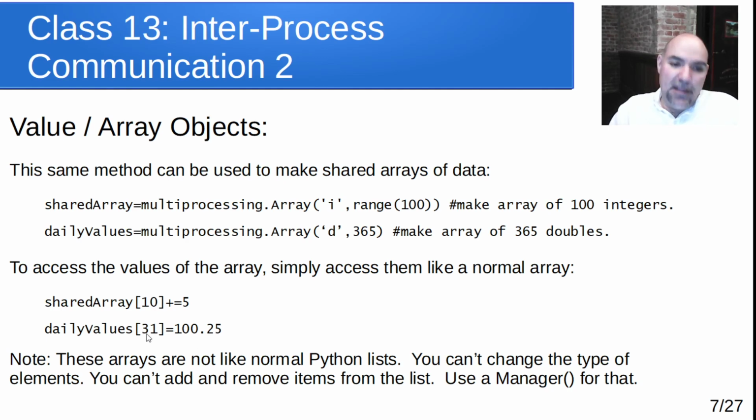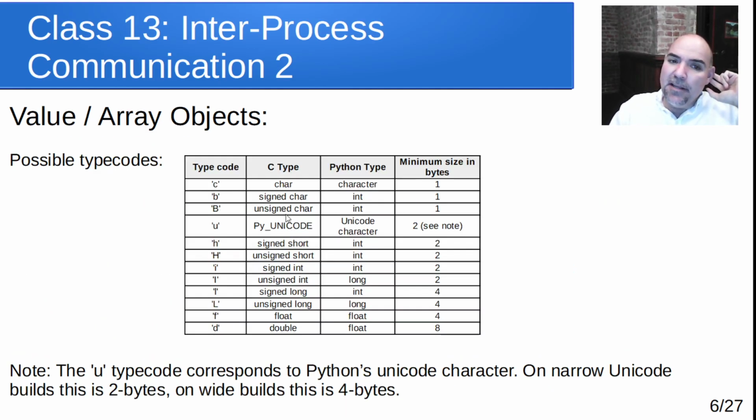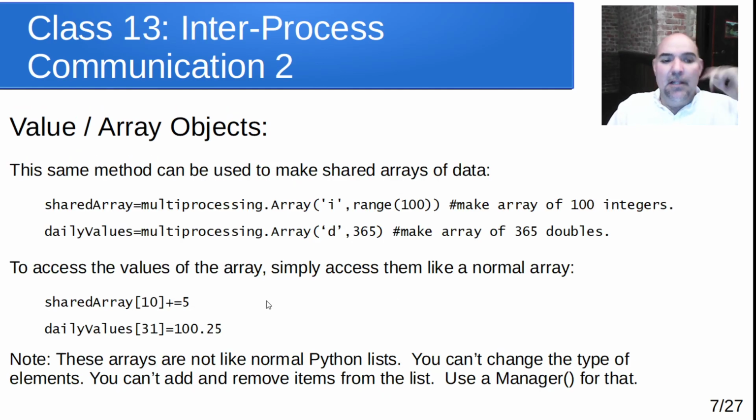Now note that these are not like normal Python lists. You can't change the type of elements once they've been created. In other words, they're kind of like statically typed arrays that you would see in C. And the reason for that is the array class, just like the value class, is built on top of these C language types. Now, you can't change the type, you can't add and remove items. In other words, you can't append, you can't delete. You basically just have a statically allocated array.